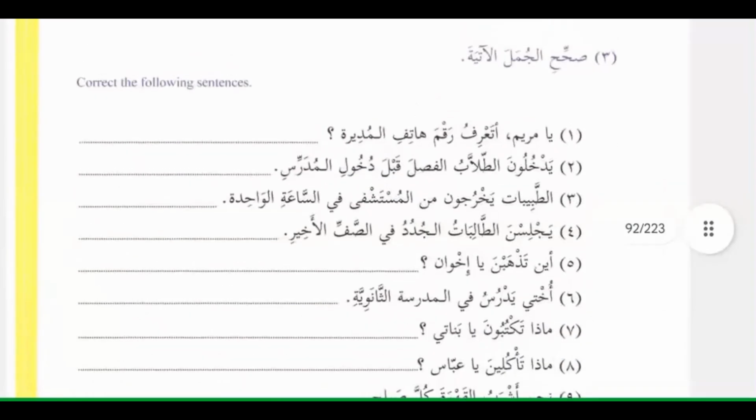Now coming on to the last exercise, it is written as: مكتوب هنا صحح الجملة الآتية. Correct the following sentences. They are giving an error; there is an error in these sentences, so we need to correct them. The first one is Ya Maryam. So it is a female, and it's a ya, and it's a mukhatab, and it's singular. Ya Maryam.